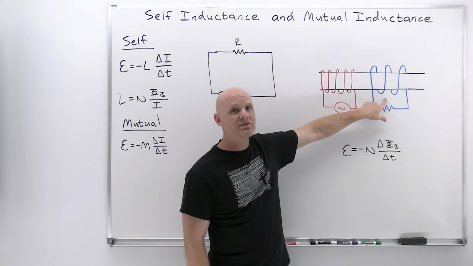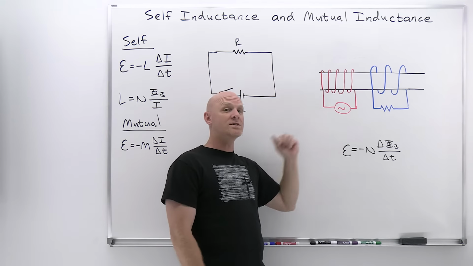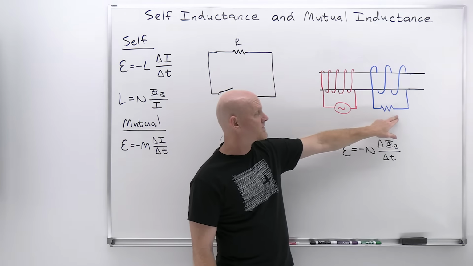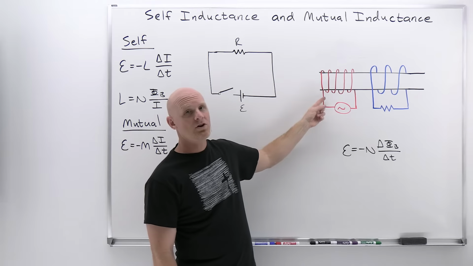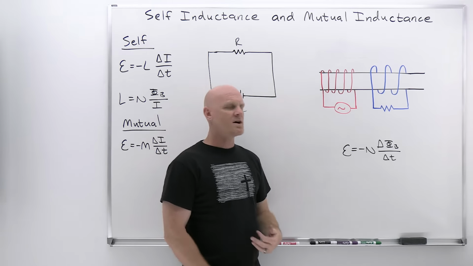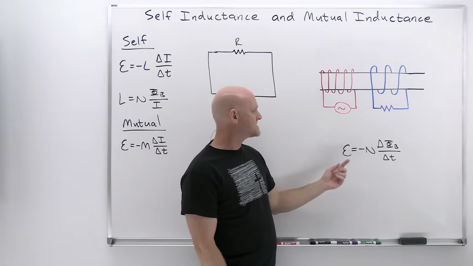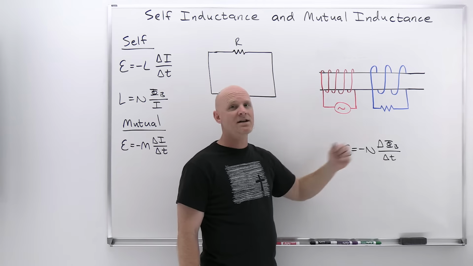So over here, that's going to oppose the change in current in the original circuit. So the second circuit over here, there's no EMF source at all, but it will have an induced EMF due to what's going on over here. And that shouldn't be super surprising. If you recall, Faraday's law relates this induced EMF back to a change in magnetic flux.